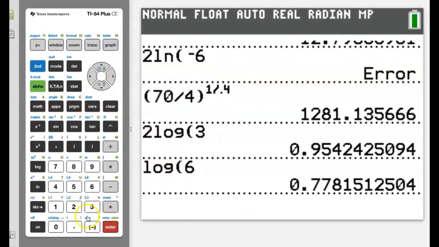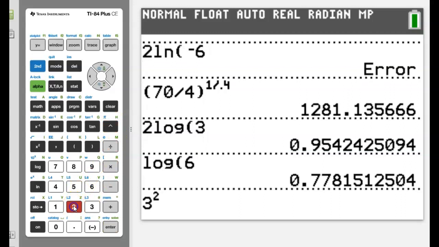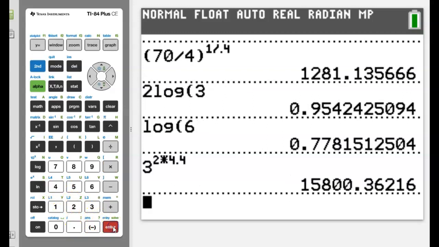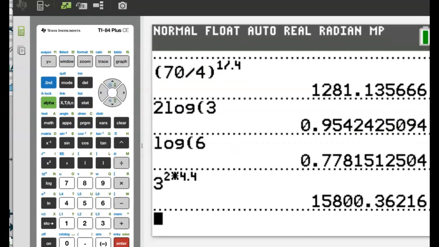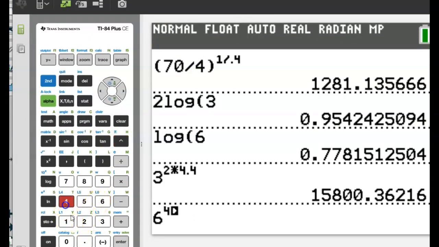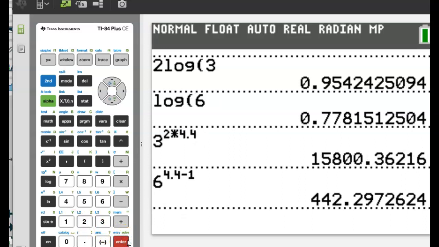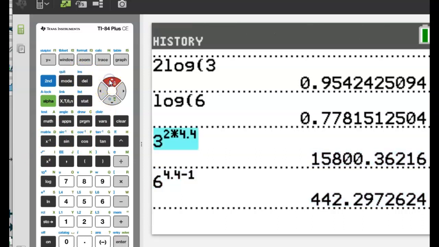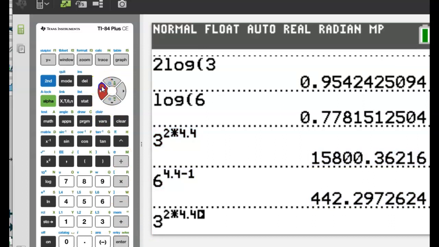Yeah, let's go back and try that. 3 to the power of 2 times, was it roughly 4.4? Okay, gives us that. On the other side, it was 6 to the power of 4.4 minus 1, right? Now, oh, it was negative 4.4. Thank you. I knew they weren't going to be exact, but I didn't think they were going to be that bad. All right, let's go back here. Because something's got to be wrong. They can't be that far apart.